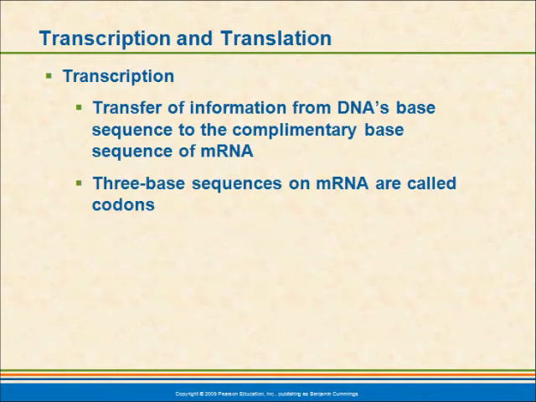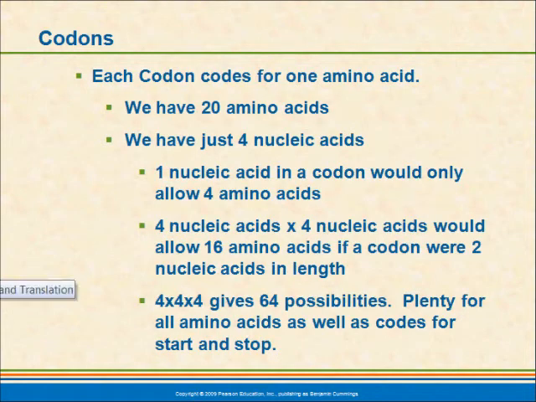These processes are known as transcription and translation. And transcription is the transfer of information from the DNA sequence to the complementary sequence of messenger RNA. Now, it's that 3-base sequence on messenger RNA that's called a codon, and that codes for a specific amino acid in a protein. So, each codon codes for 1 amino acid.